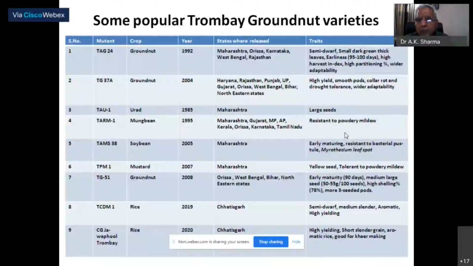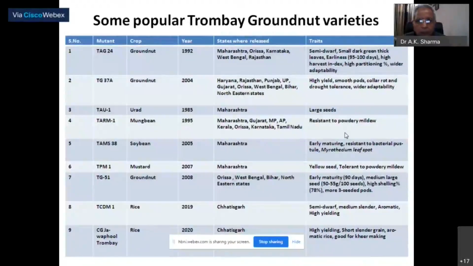Now, this is semi-dwarf, with small, dark green, thick leaves, and early, that means 95 to 100 days. Earliness is a very important trait for any crop variety. It has high harvest index, high pod partitioning percentage, and wider adaptability. So this is TAG 24. Then 37A is again high yielding, with smooth pods. This is for Rajasthan, Haryana, Punjab, UP, and others.